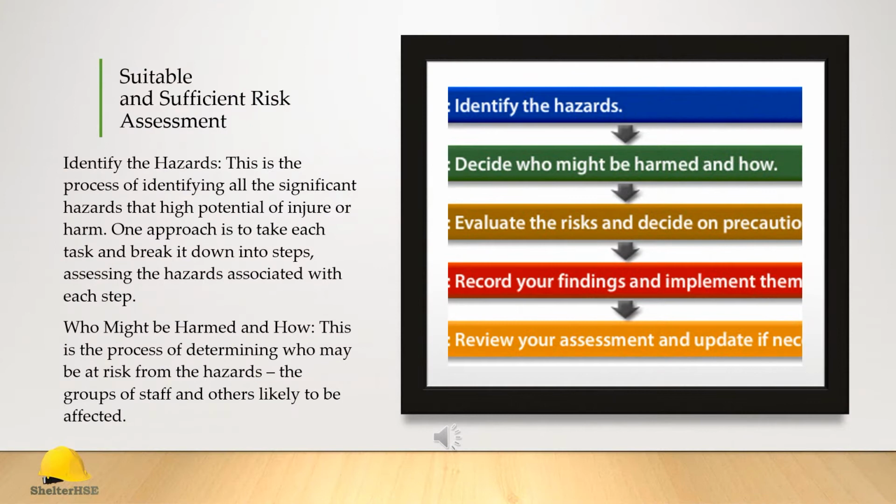Identify the hazards. This is the process of identifying all the significant hazards that have high potential to injure or harm. One approach is to take each task and break it down into steps, assessing the hazards associated with each step. Who might be harmed and how? This is the process of determining who may be at risk from the hazards, the groups of staff and others likely to be affected.